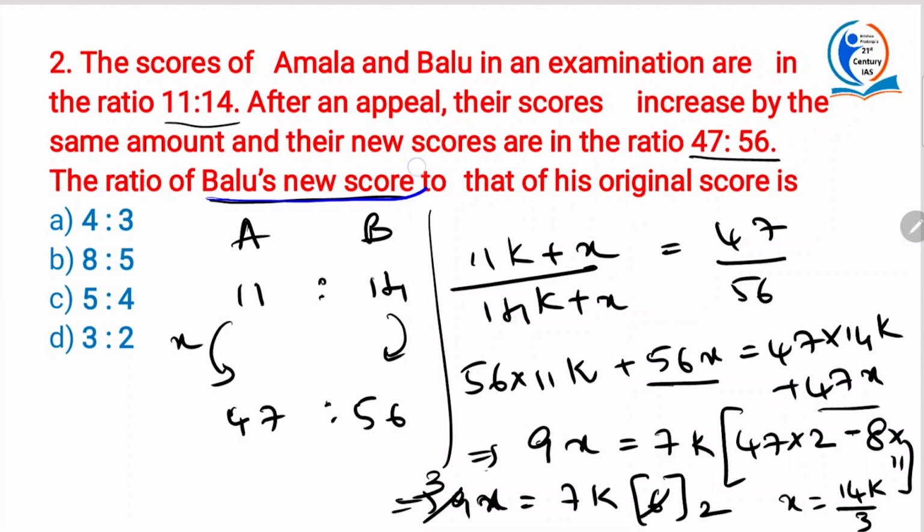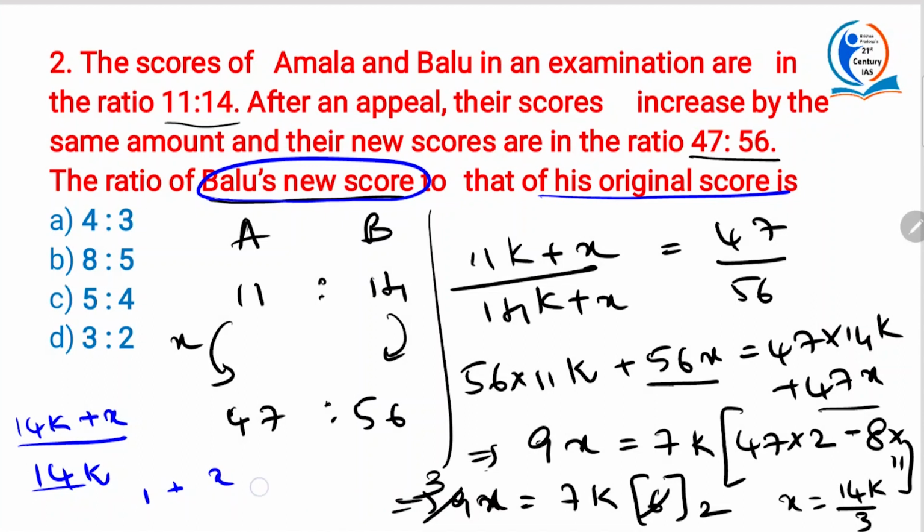Now what is the required ratio? The ratio of Balu's new score to that of his original score. Now, what is Balu's new score? It is 14k plus x is to his original number 14k. Now, distribute this 14k, 1 plus x by 14k. Now, what is the value of x? It is 14k by 3. Now, substitute that here. So, you will get 1 plus 14k by 3 by 14k. So, 14k, 14k will get cancelled. So, 1 plus 1 by 3 is how much? 4 by 3. That means 4:3. This is the answer.